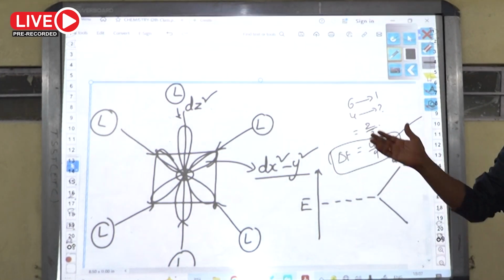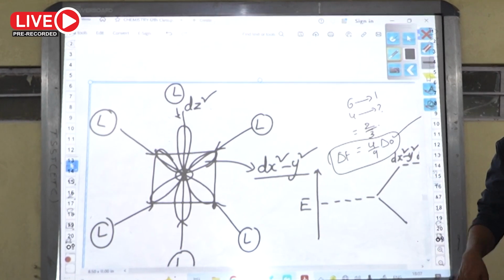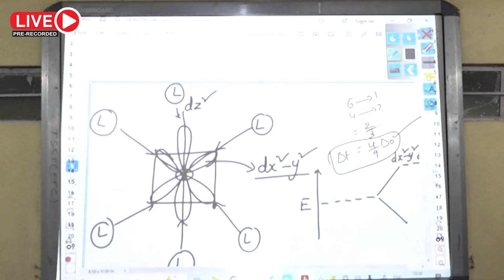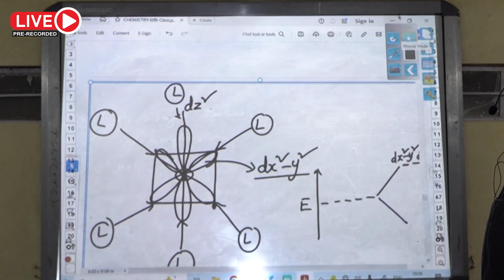How do we get 4 by 9? I explained. In terms of number, it is 2/3. In terms of directional approach, it is 2/3. 2/3 of 2/3 is 4 by 9 of delta naught. That is the crystal field splitting in tetrahedral field. So how do we get 4 by 9? In terms of number and in terms of directions, there are two things here.